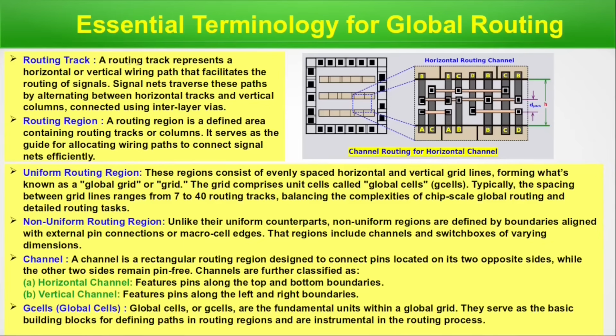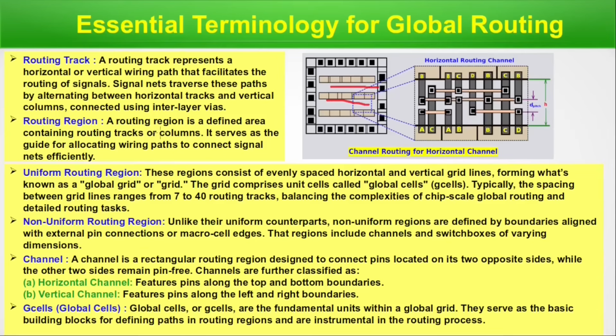A routing track. A routing track represents a horizontal or vertical wiring path that facilitates the routing of signals. Signal nets traverse these paths by alternating between the horizontal tracks and vertical columns connected using interlayer vias. So that talks about routing tracks. This diagram shows a horizontal routing channel. If standard cells are there, this area is highlighted here, showing how it looks.